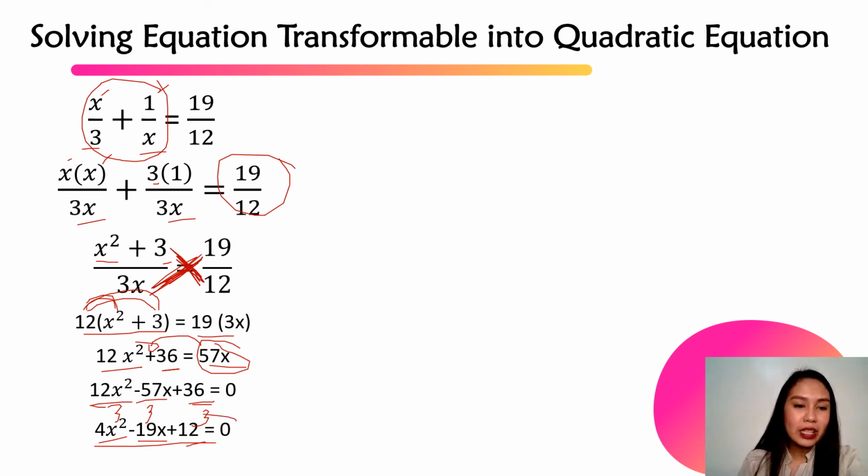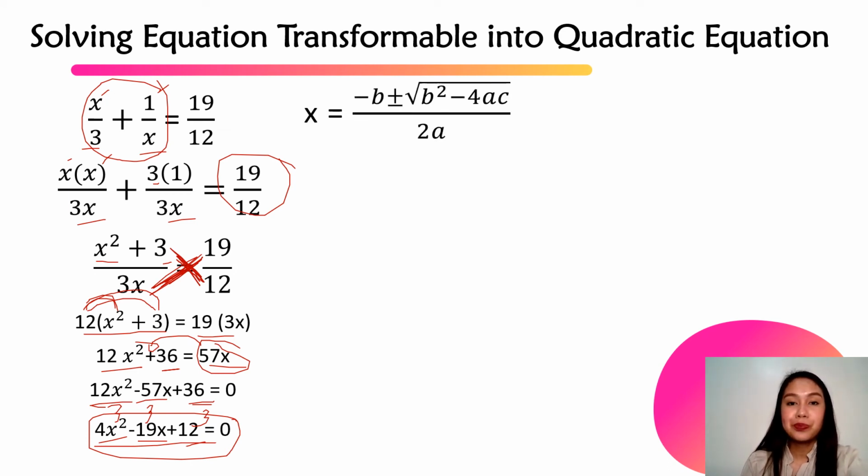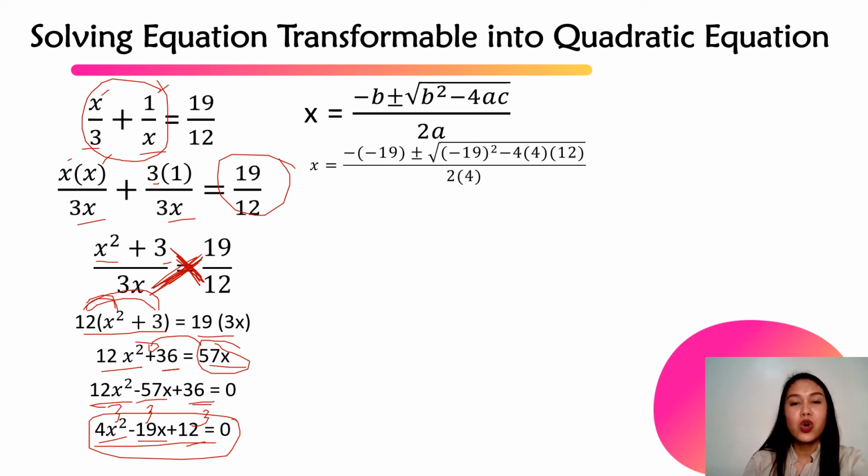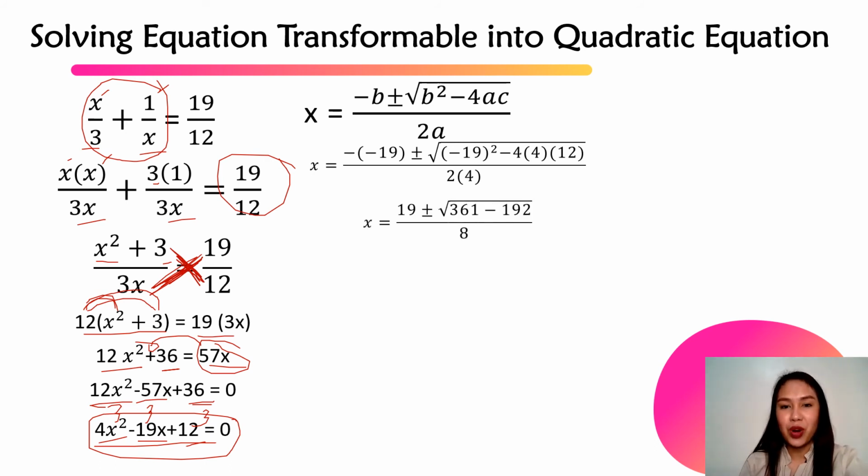Now, this simplified quadratic equation is what we are going to use so that it will not be a greater number when we use the quadratic formula. It would be easy for us to calculate when we substitute the values of a, b, and c as 4, negative 19, and 12 respectively. So negative times negative 19, positive and negative square root of negative 19 squared minus 4 times 4 times 12 over 2 times 4. Simplify that, we'll have positive 19 because negative times negative gives you positive, plus or minus the square root of 361 minus 192 over 8.